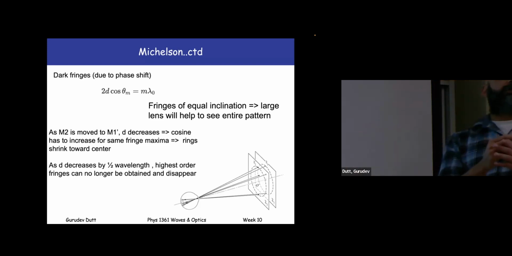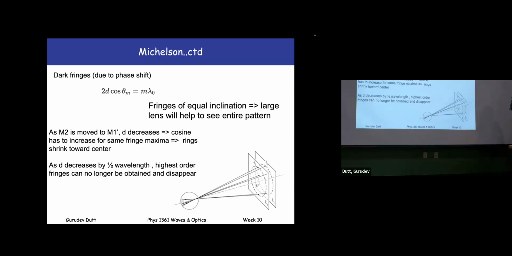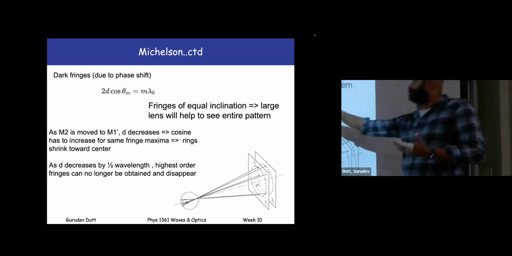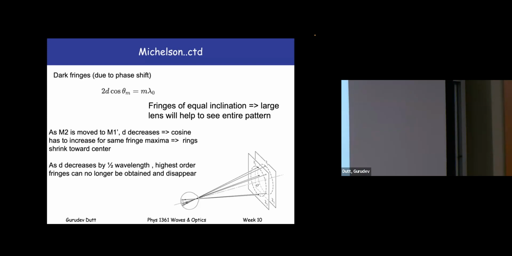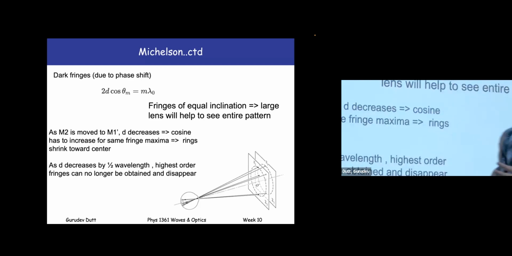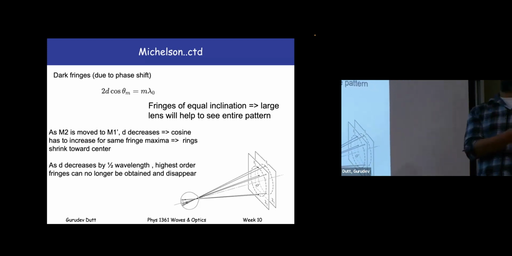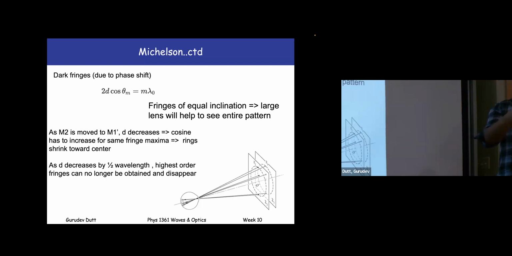What happens to the central point? As D decreases by half a wavelength, the highest order fringe can no longer be obtained at the center, because it has nowhere else to go. It wants to shrink towards the center, but it's already at the center. Remember, the highest order fringe in Haidinger fringes is at the center, when cos theta equals 1, because 2D equals m lambda naught. Any other fringe outward from that will be lesser in order. So a fringe will disappear in the center, and the fringe that was earlier at, say, the first maximum will move inward into the center.